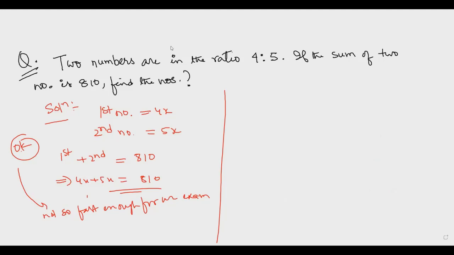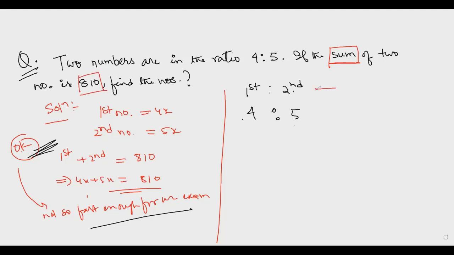See, when we solve in competitive examinations, what we have to do is write like this. First number is 4, second number is 5. That means if the first number is 4, the second number is going to be 5. Now the question demands the sum, which is given as 810. So what is the sum here? First number and the second number. If you add 4 plus 5, this is going to be how much?